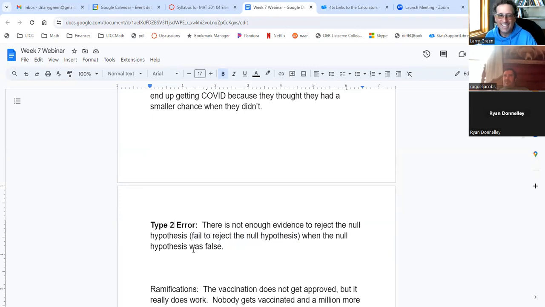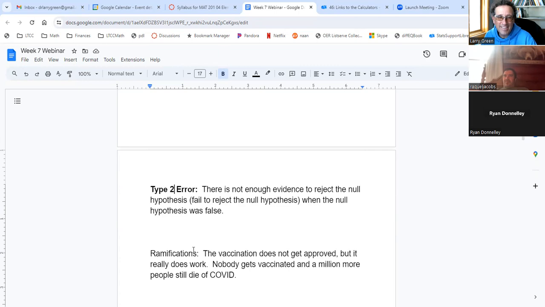Okay, and I didn't even know about COVID. I just got lucky. Okay, so the ramification of the type 2 error is that the vaccination does not get approved, but it really does work. Nobody gets vaccinated, and 1 million more people still die of COVID. That's terrible. All right, so step 1 was to decide on the null hypothesis and alternative hypothesis. Step 2 is to look at the ramifications of a type 1 and type 2 error. Any questions on step 2?